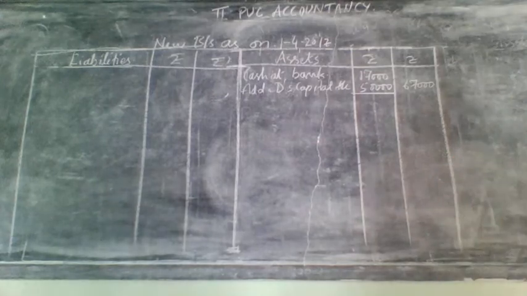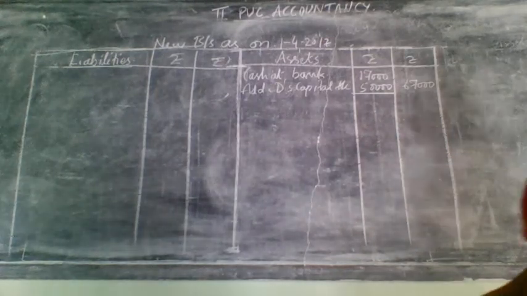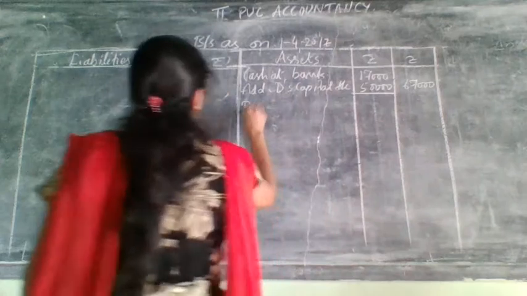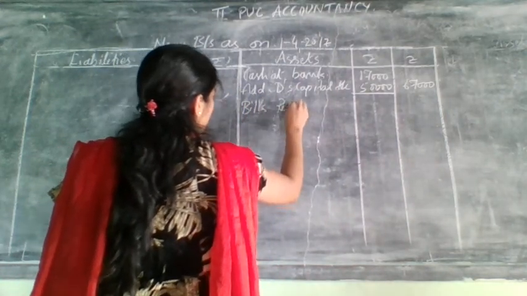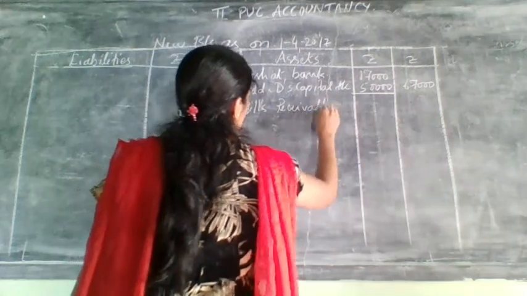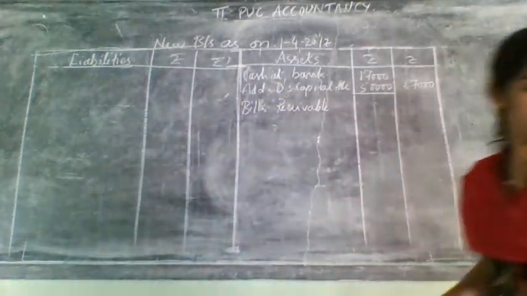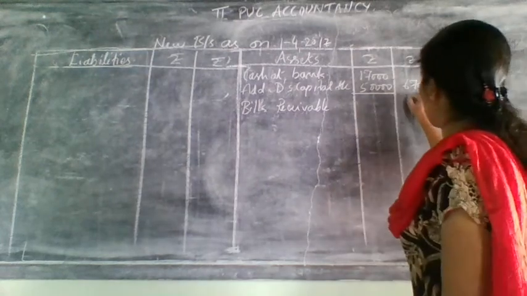Okay. After that they have given what? Bills receivable 19,000. No adjustment for this. Usually for bills receivable they will not give any adjustment at all. So bills receivable, how much they have given? 19,000. Write it directly in the outer column.